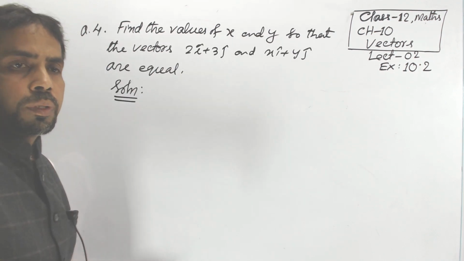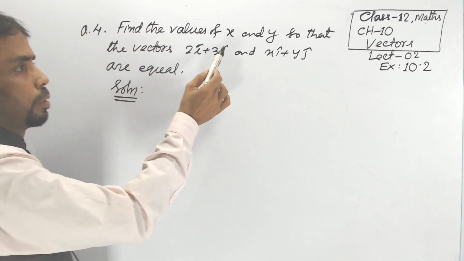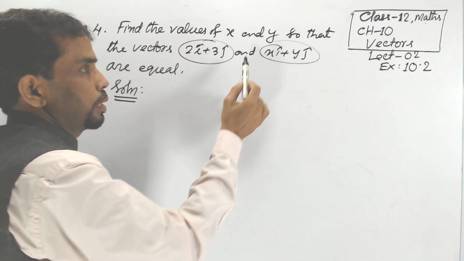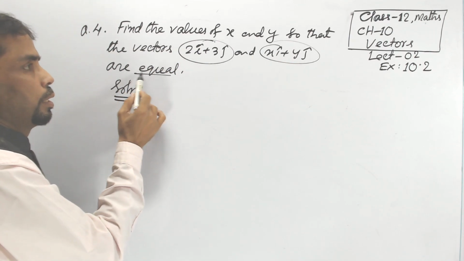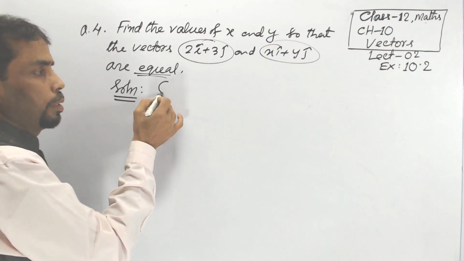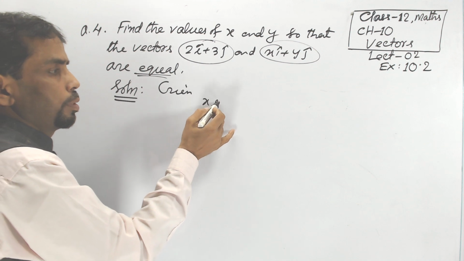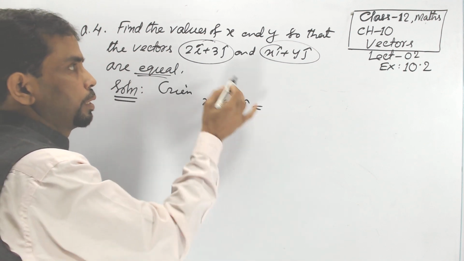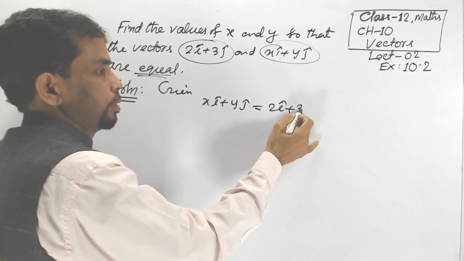Question number 4, two vectors are given. This is one vector, this is another vector, and it is said that the two vectors are equal, and you are asked to find the values of x and y. So it is given the vectors equal. So xi plus yj, second vector equal to the first vector. I will write like this in this order.